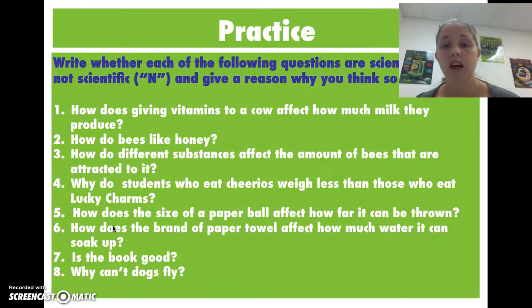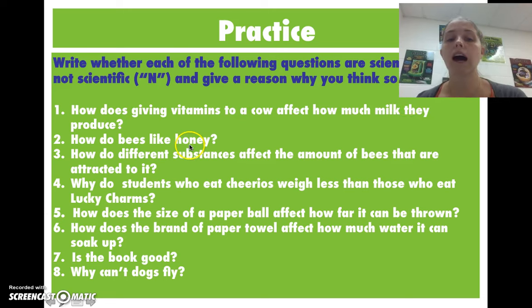Okay, so let's talk about this. How does giving vitamins to a cow affect how much milk they produce? I hope that you said it was a good scientific question because it is definitely testable. We could give some cows vitamins and not some other cows, and we could measure how much milk they produce. So it is testable, it's measurable, and the cause is the vitamins and the effect is how much milk they produce. So that would be a good one.